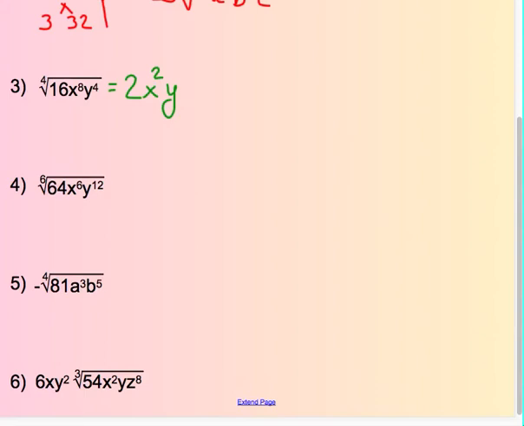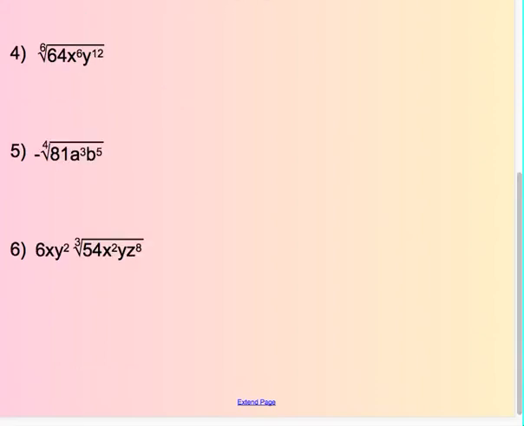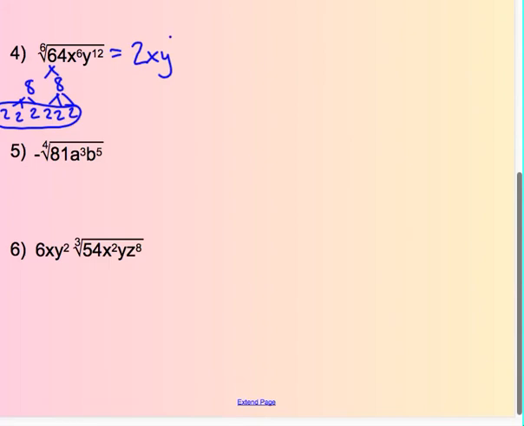Question 4, 64. Again, if you don't know the perfect powers, go ahead and make your factor tree. 64 is 8 times 8. And 8, if you remember, is 2 times 2 times 2. So we have a group of 6 2's. So we'll be pulling a 2 out from under the radical. X to the 6th, 6 divided by 6 is 1. And y to the 12th, 12 divided by 6 is 2. So again, we had a perfect factor under the radical, nothing left over.